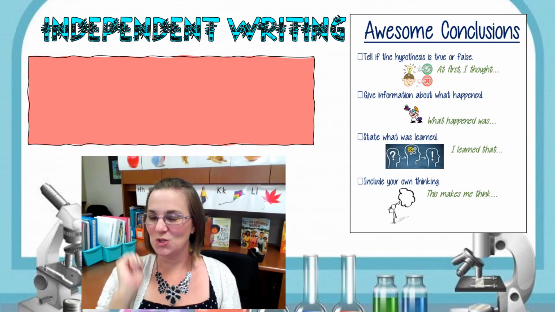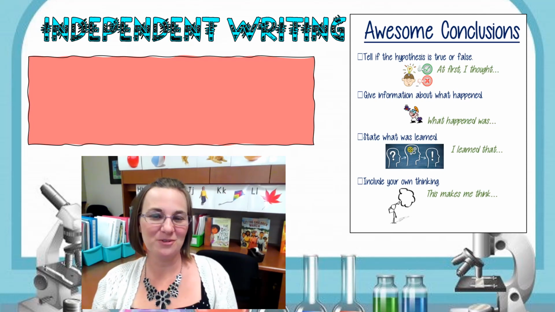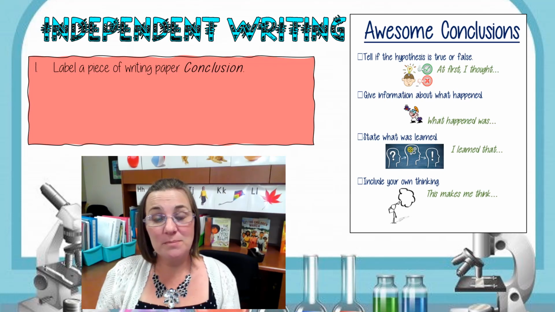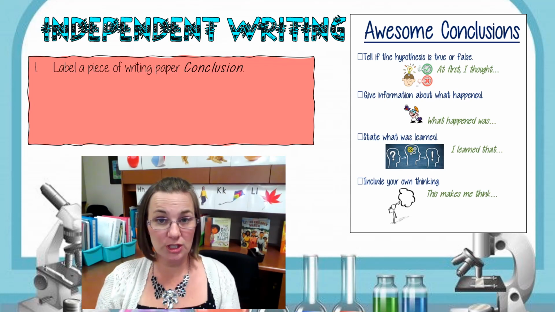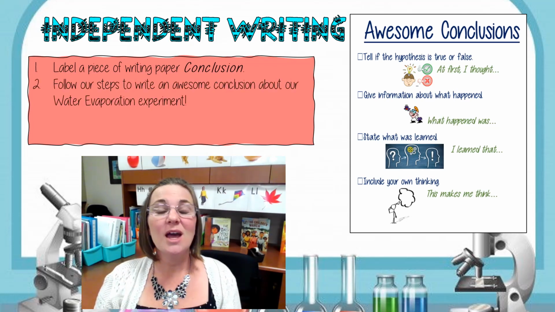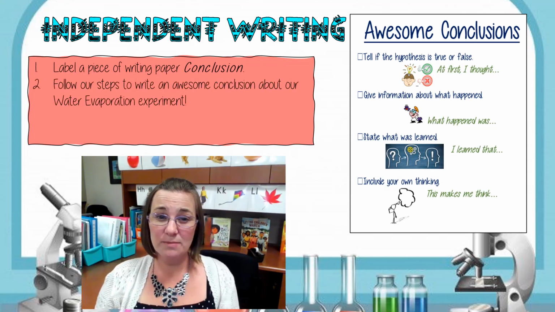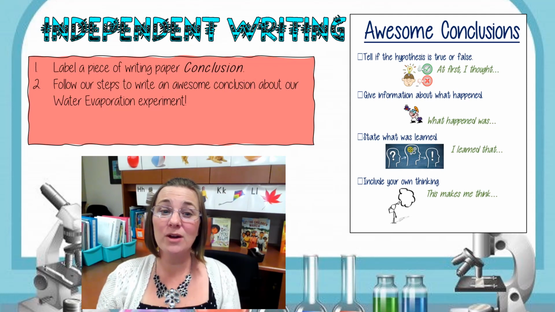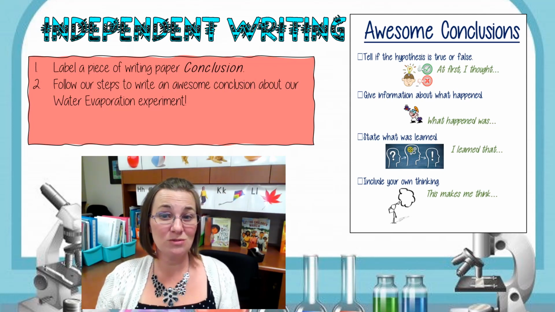Okay, writers, your turn. Time for you to do your independent writing. Here's the job I want you to do today. First, I want you to label a piece of paper with the title Conclusion, because this is where you're going to write your awesome conclusion. I want you to follow the steps we just talked about to write an awesome conclusion about our water evaporation experiment. This is the one that we've been doing over the last 2 lessons.